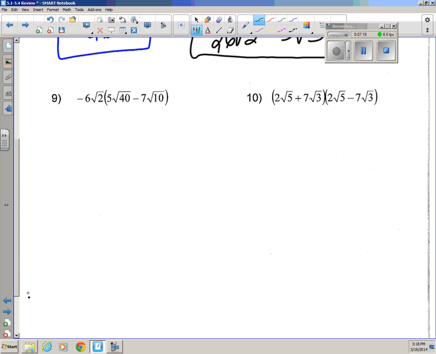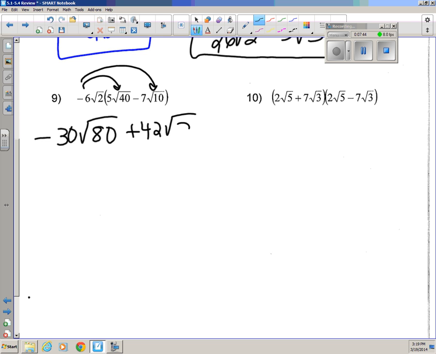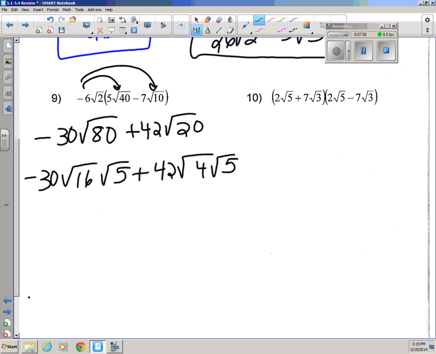9, distributive property. When I distribute, I get negative 30 outside a radical 40, and then I get a positive 42. Did I multiply wrong again? I sure did. Oh boy, let's try this again. So it's negative 30 outside a radical 80. Does that look better? And then it becomes plus 42 outside a radical 20. Well, 80 is 16 times 5. So negative 30 rad 16 rad 5 plus 42 rad 4 rad 5.